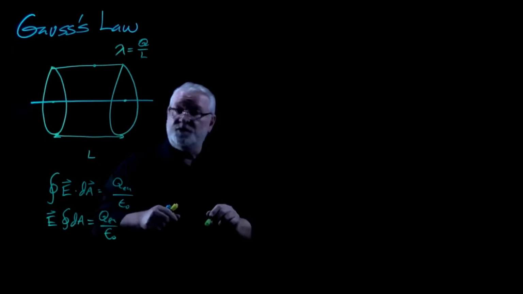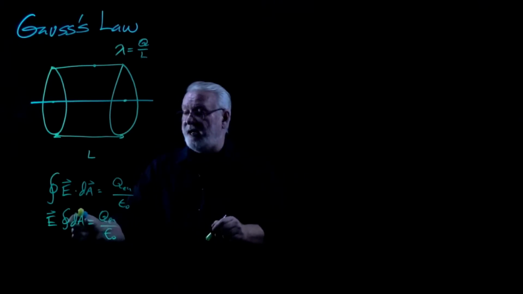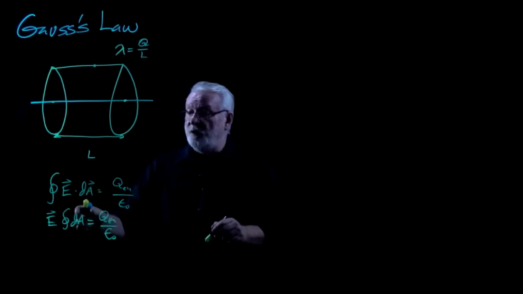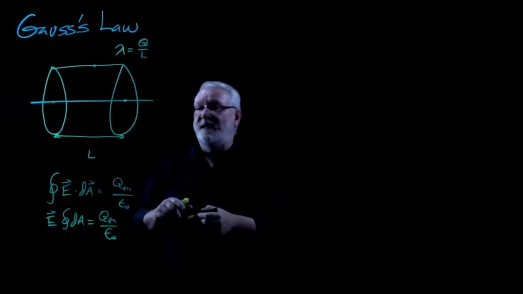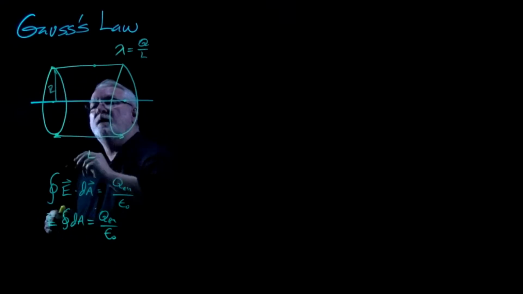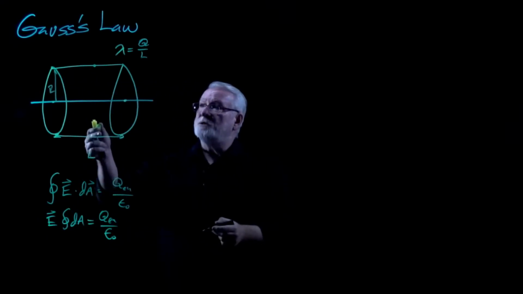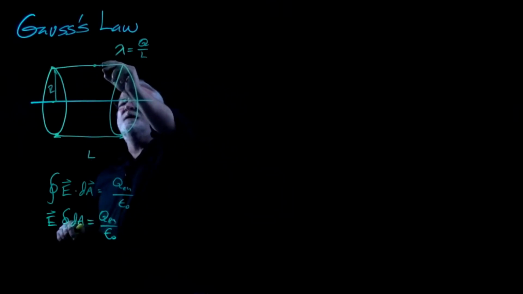Well, I still have two things to fill in. I have to fill in the enclosed charge, and I have to fill in the integral of the area. Fortunately, it's a cylinder whose dimensions I have defined. This cylinder has a radius of capital R. That's also the distance away where we're actually interested in calculating the electric field. This is the electric field we're interested in.